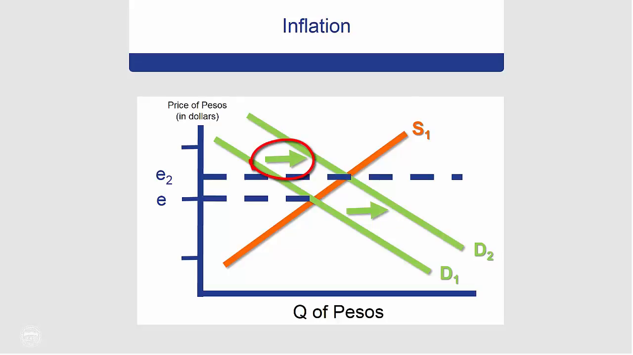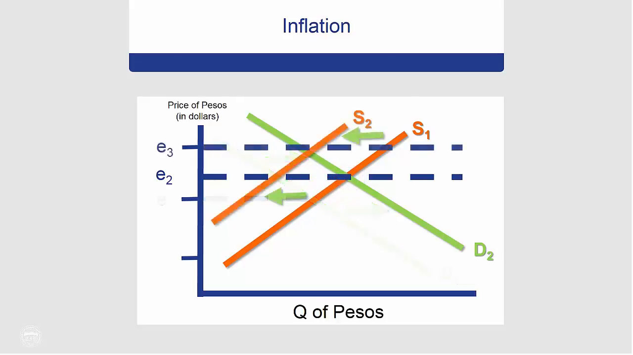Notice this will cause an increase in the exchange rate because the demand curve now intersects the supply curve higher up and further to the right. At the same time, rising prices in the U.S. will reduce the willingness and ability for Mexican consumers to buy U.S. products. Mexican consumers will therefore supply fewer pesos to be exchanged for dollars to buy U.S. goods.